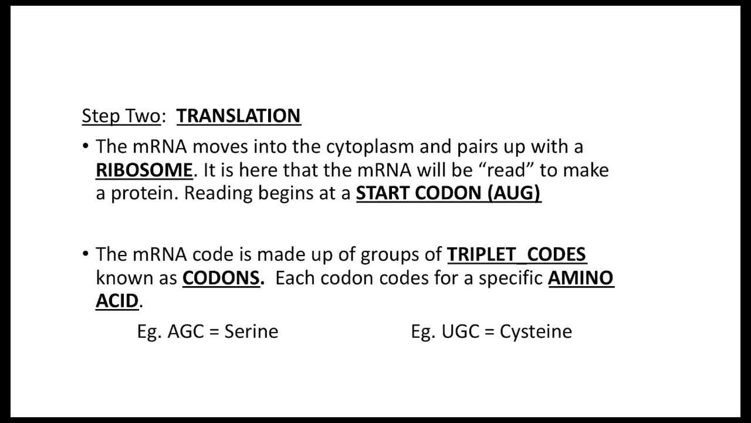The mRNA code is made up of groups of triplet codes known as codons. Each codon codes for a specific amino acid. For example, AGC codes for the amino acid serine. UGC codes for the amino acid cysteine. It is good to know that there are a ton of different codons. You are not responsible for memorizing this. We will have a chart provided for you that you can use when answering these sorts of questions.